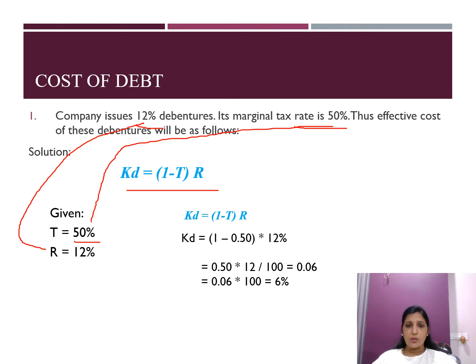So here we'll substitute the values. KD is equal to 1 minus T into R. KD is equal to 1 minus 0.5, into 12%. So 1 minus 0.5 is 0.5, into 12 divided by 100, and we'll get 0.06. This has to be converted into percentage, so 0.06 into 100 is equal to 6%. So this 6% is the cost of debt.